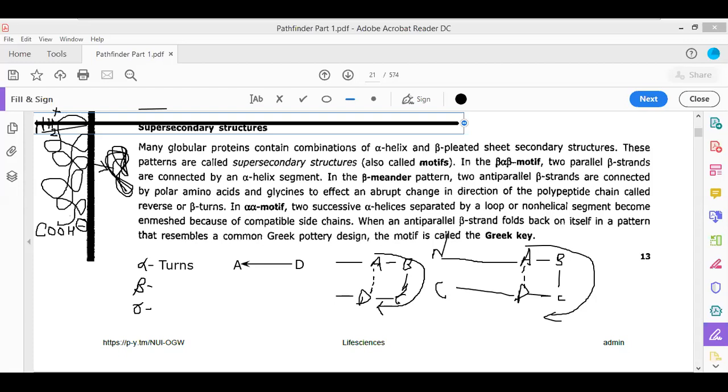Now look here, what is given? This is referred to as alpha turn. When amino acid residues between A and D are 4, then it is alpha. Between A and D are 3, beta. Between A and D are 2, it is referred to as the gamma turn. I'm just showing you all these things here.